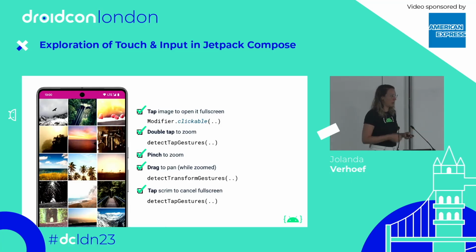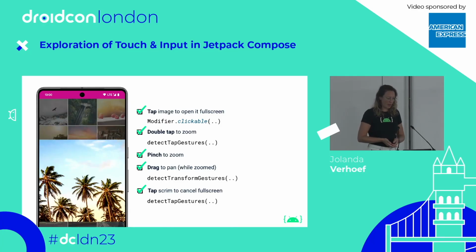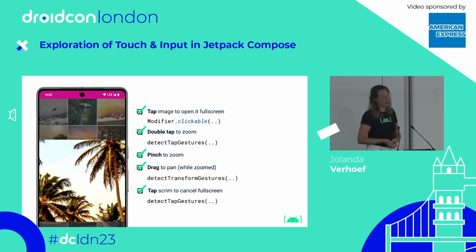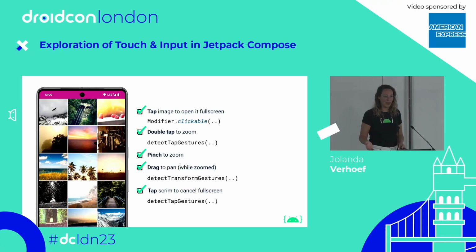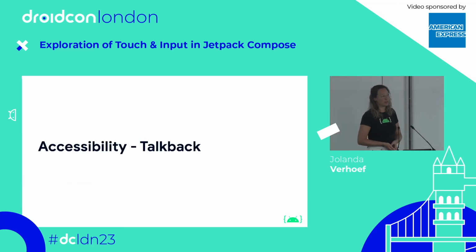So as long as we go into a full screen image, we can zoom, we can pan, we can do a lot of stuff, and that all works. But I actually want to talk about one more thing, because although this is amazing and your users will be extremely happy, at some point you will have users that have some accessibility needs. So I do want to talk about accessibility a little bit, and specifically TalkBack as an accessibility service.